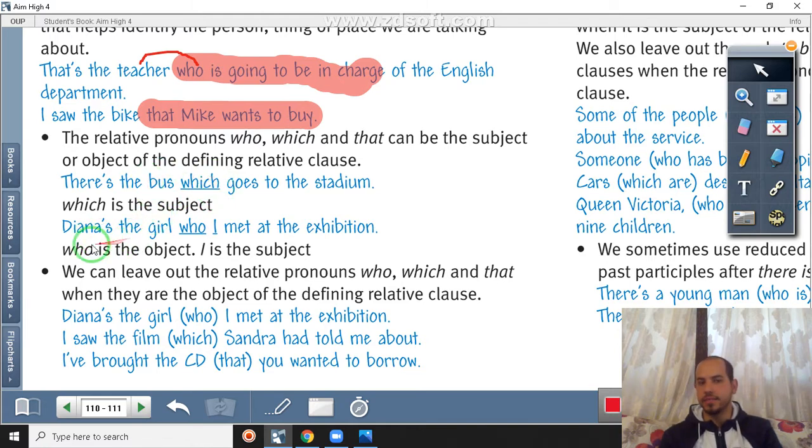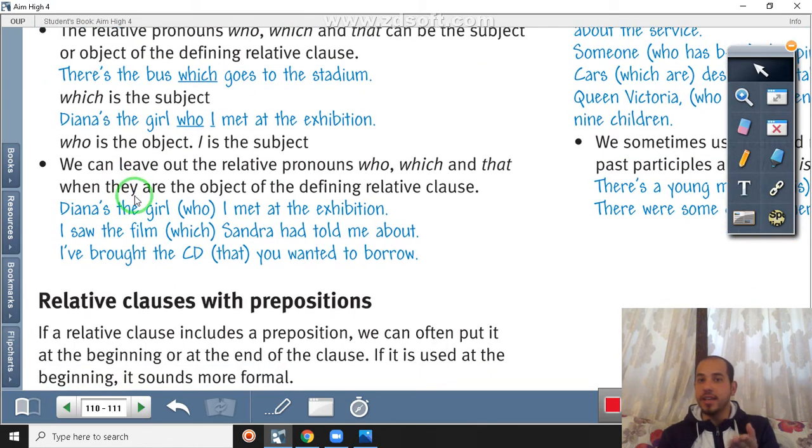And the second sentence: Dania is the girl who I met at the exhibition. Okay, the relative pronoun who refers to whom? It refers to the girl. But I am the doer, and the girl received the action of meeting. I mean, I am the subject and the girl is the object, because I met the girl. I met Dania. So who refers to the girl, and the girl is the object.